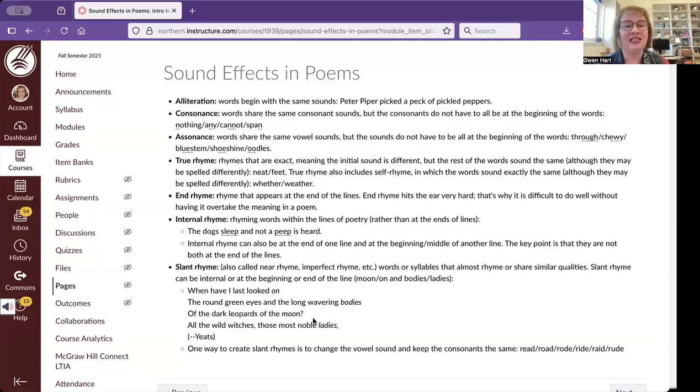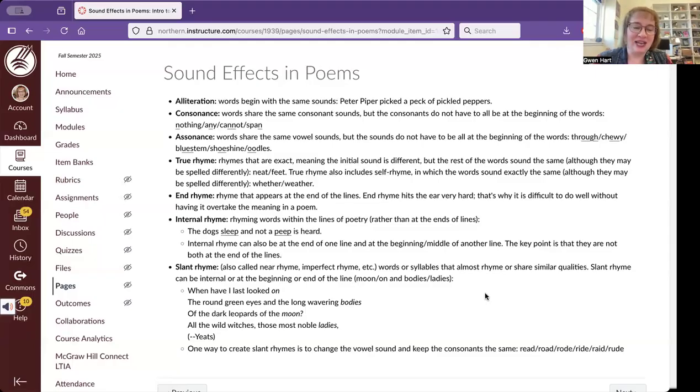So you can see in the Yeats lines I have below, moon and on don't exactly rhyme, but they both have an n sound in common. And bodies, ladies, have the D's syllable in common, but the first syllables are different. "So when have I last looked on the round green eyes and the long wavering bodies of the dark leopards of the moon, all the wild witches, those noble ladies." Notice how it doesn't hit as hard as if it were moon in June, right? But it's a little bit more subtle, which is cool.